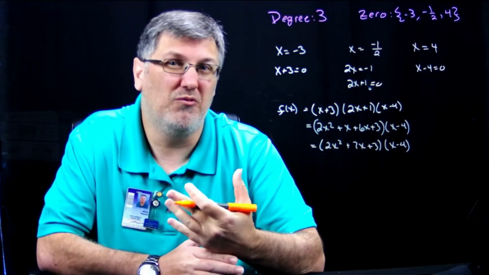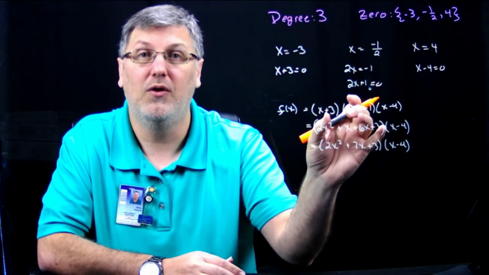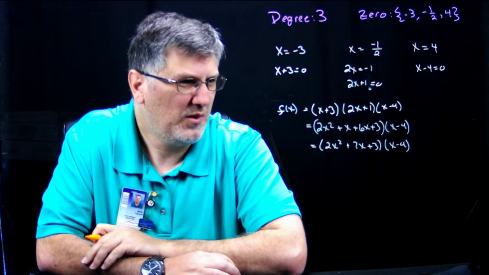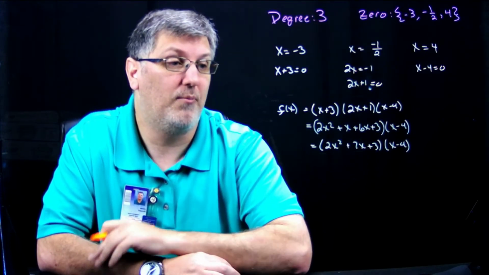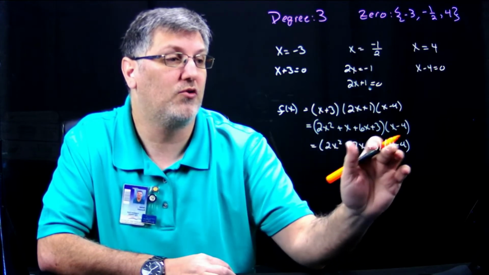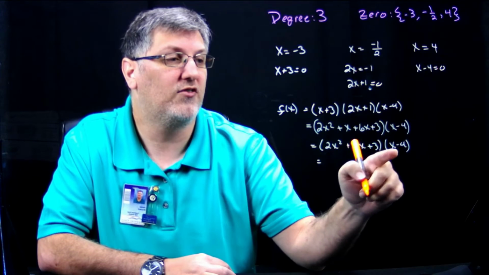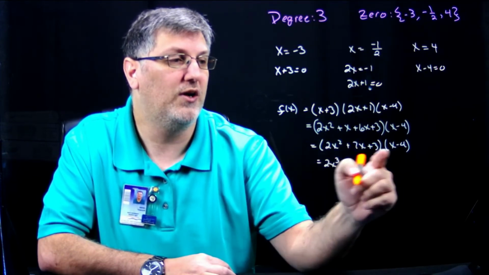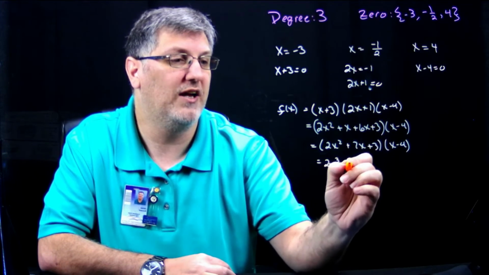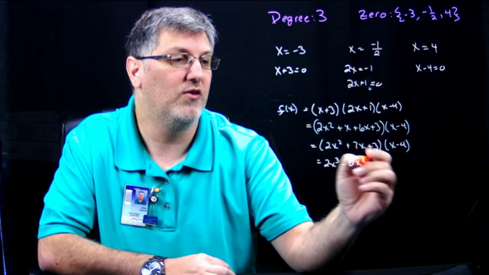Now we don't really FOIL here because it's not two binomials, not a 2 by 2. What we do is the distribution property. So we're going to take 2x squared and multiply it by both of these, then 7x multiplied by both of these. Here we go. 2x squared times x gives me 2x cubed. 2x squared times -4 gives me -8x squared. Alright, I'm done with this one, so I move to the next one.